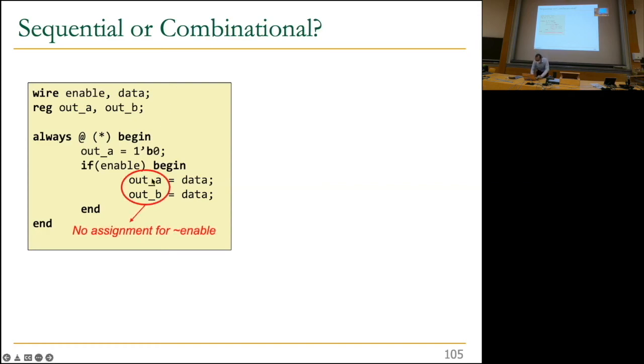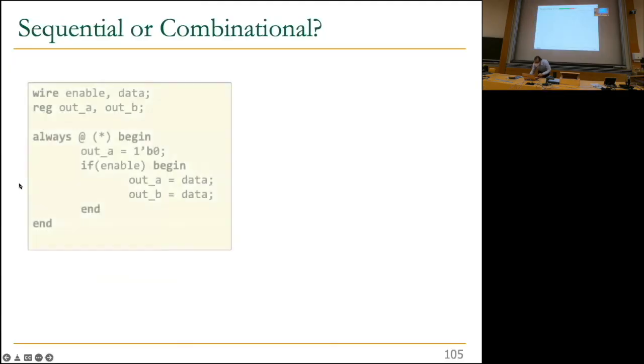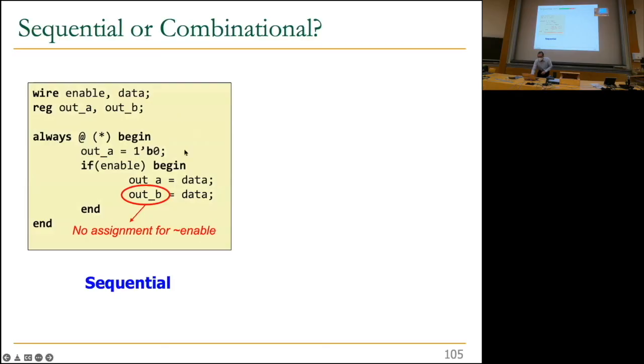Well, it should be out B, actually. I don't know why this covers out A. I'm going to fix this. Sorry. So you're more correct than the slide, because out A is assigned regardless. That's the reason. Out B is assigned only if enable is true, even though the sensitivity list contains any signal. Out B is not assigned when enable is not true, meaning that you preserve the old value of out B inside out B. So it's easy to make mistakes, especially when you're starting.